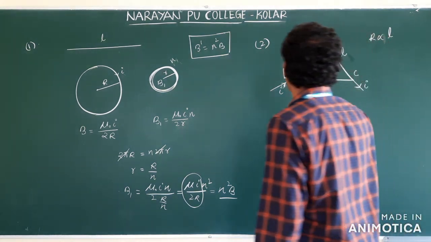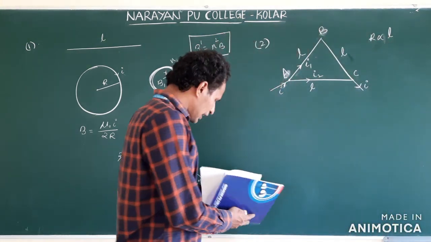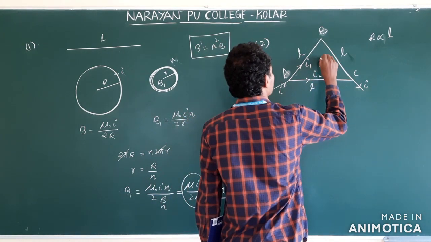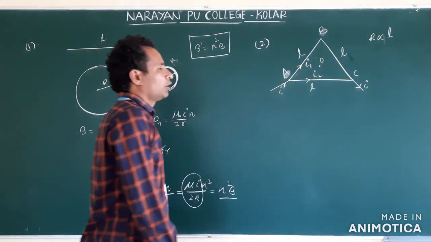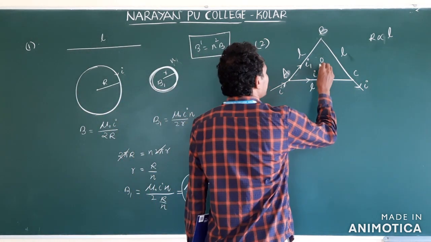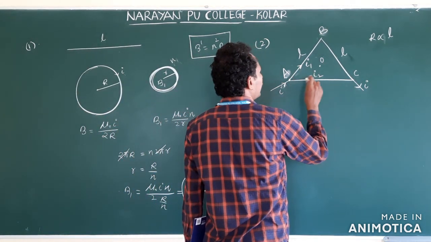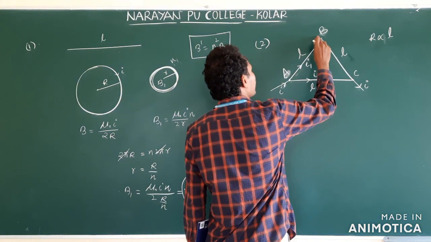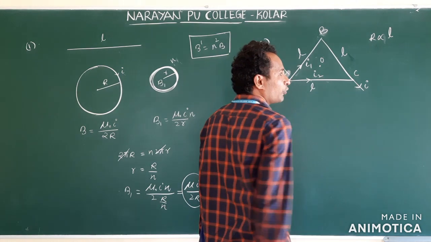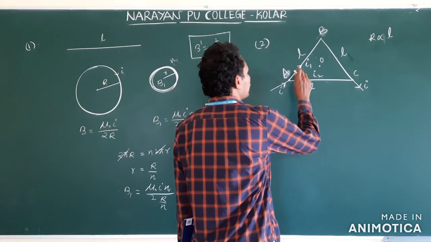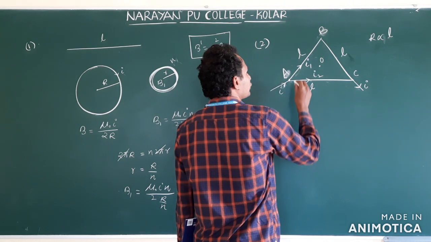Clear? Now they are asking the field at O. See how many segments: AC is one segment, AB one segment, BC one segment. Clear? Now I will try to find out AB.